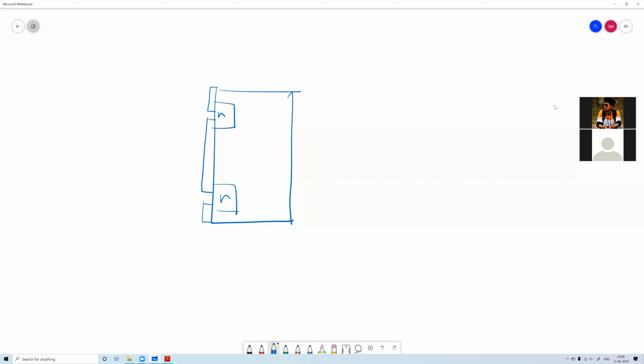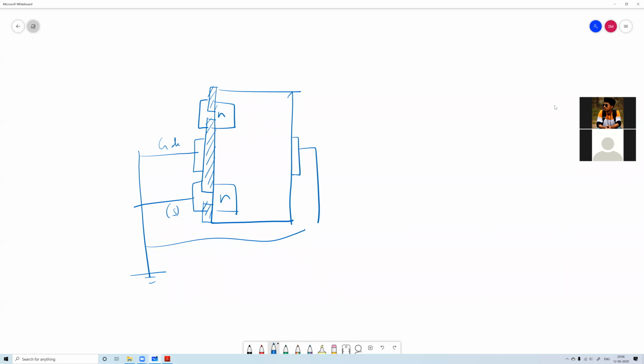Otherwise, everything else is the same. The hashed region is the electric region. Here there is a gate. Okay. Let's ground it for the time being. This is my source. This is my gate. This is my substrate. This is N, this is N, this is P.